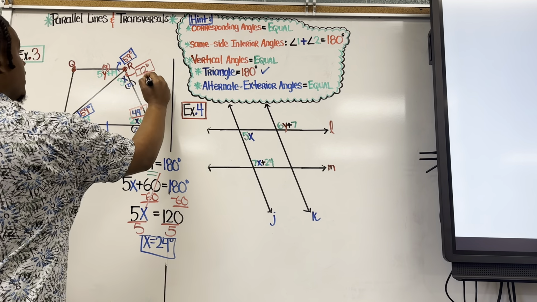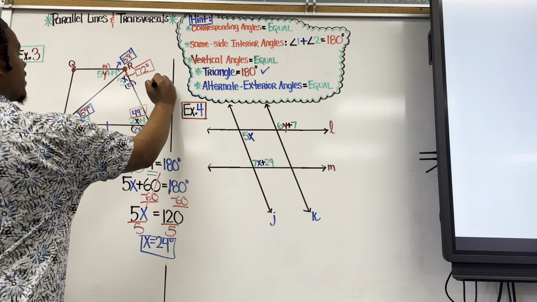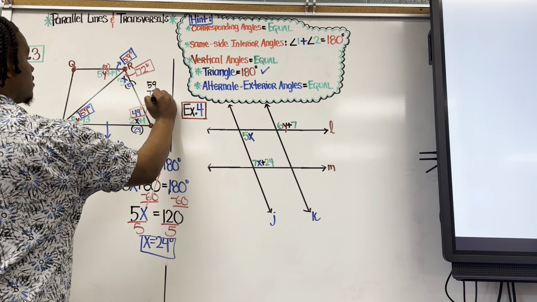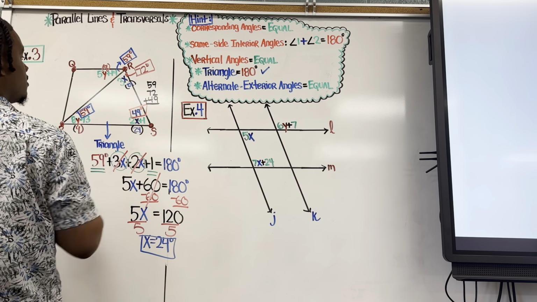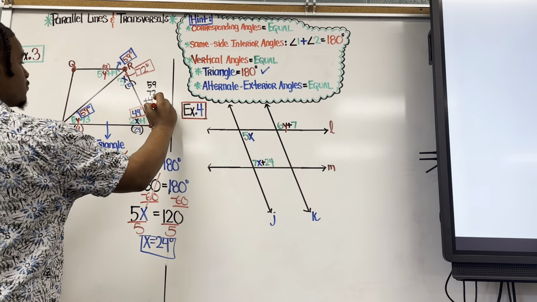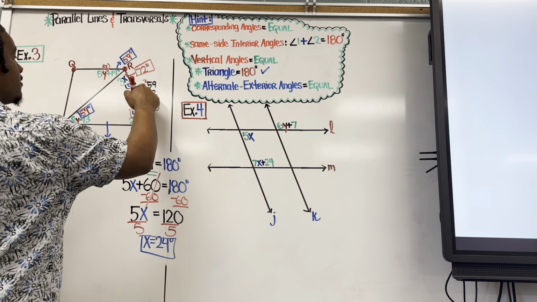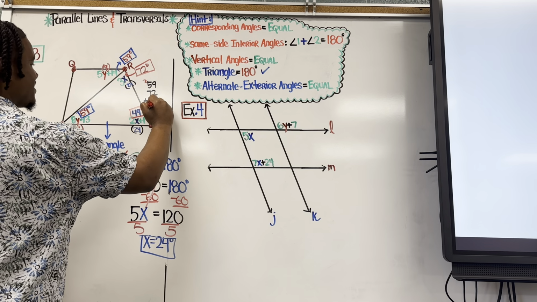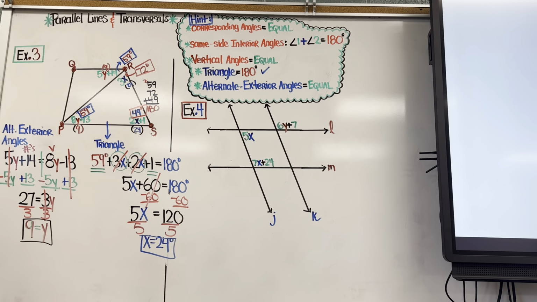Let's just do that real quick on the side so we can check. If they equal 180, then that means that we have the right values. Okay? 9 plus 9 is 18. 18 plus 2 is 20. 2 plus 5 is 7. 7 plus 7 is 14. 14 plus 4 is 18, which is 180. So yes, we have the correct values or the correct measurements of each angle, okay?